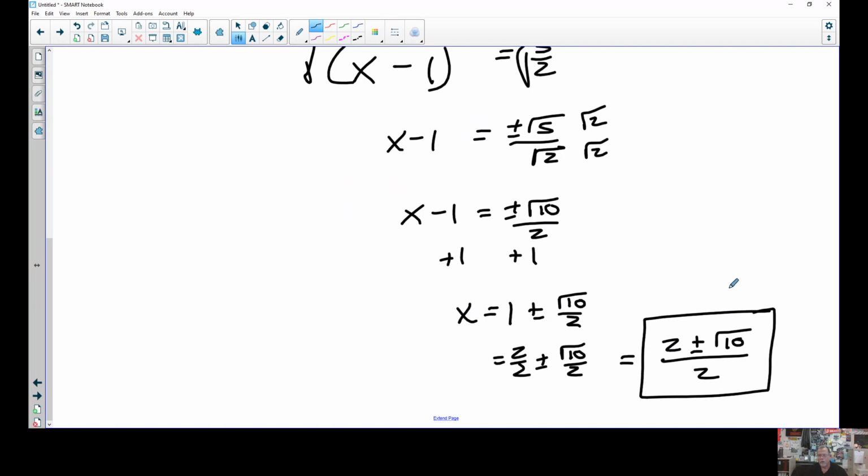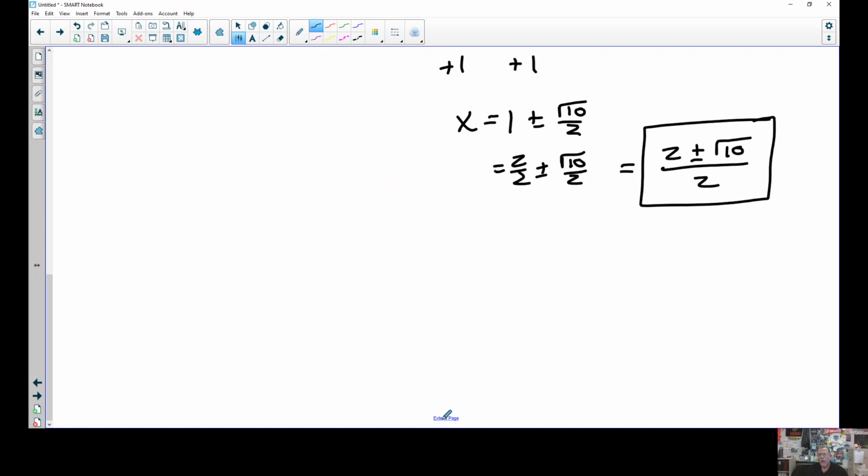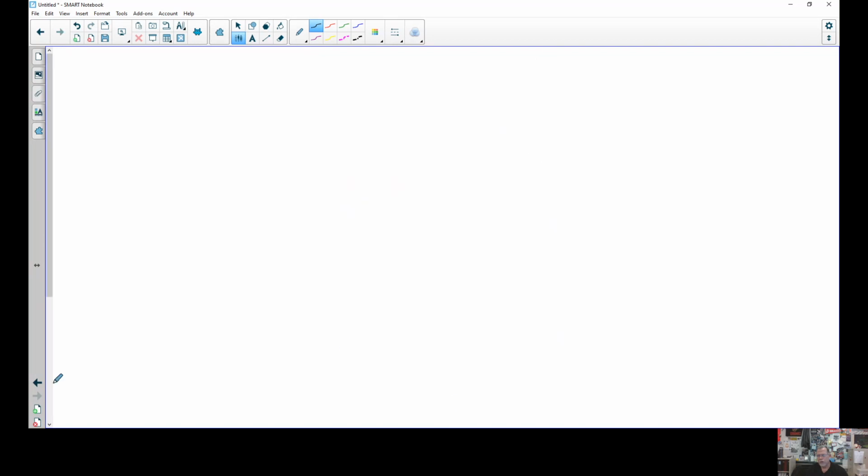Again, completing the square. Let's do one more. I want to go to the next page. All right, one more example for completing the square. Okay. Let's do this one.